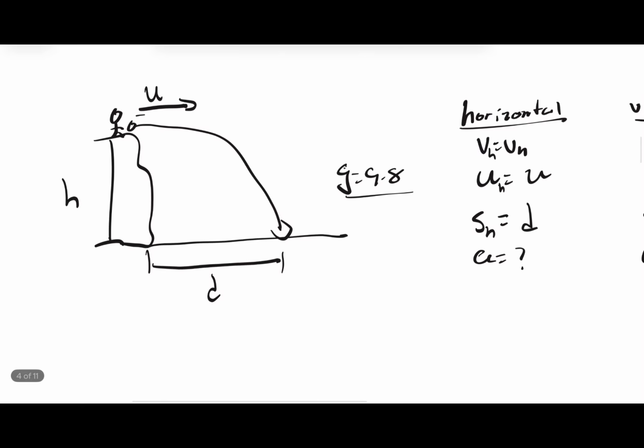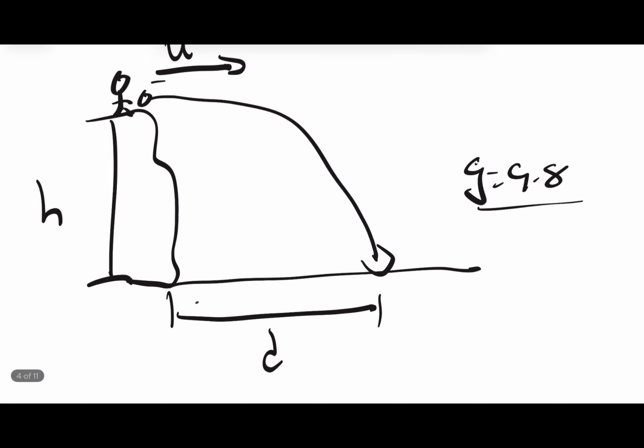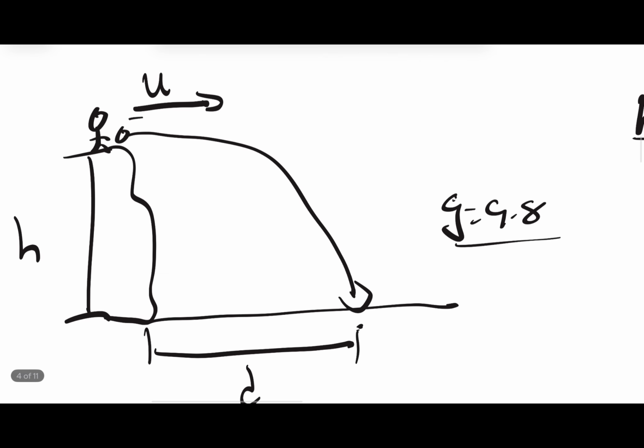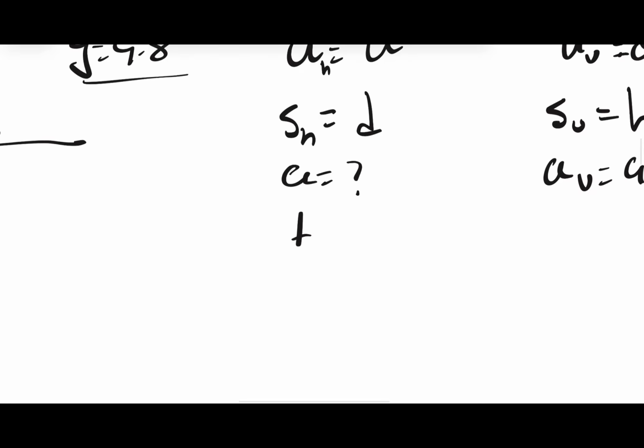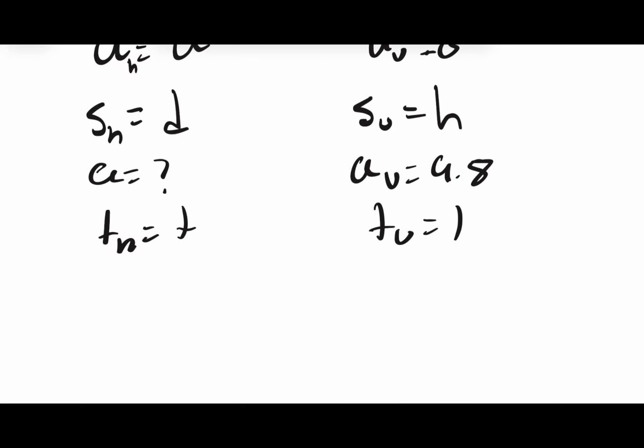Now, one key thing to note is that time is the same. The time it took the ball to travel d distance is the exact same time as the ball to travel h distance. Because if you pick up anything beside you right now and throw it, when it hits the ground, it goes that height and that distance at the same time. So we know that th equals t and tv equals t.